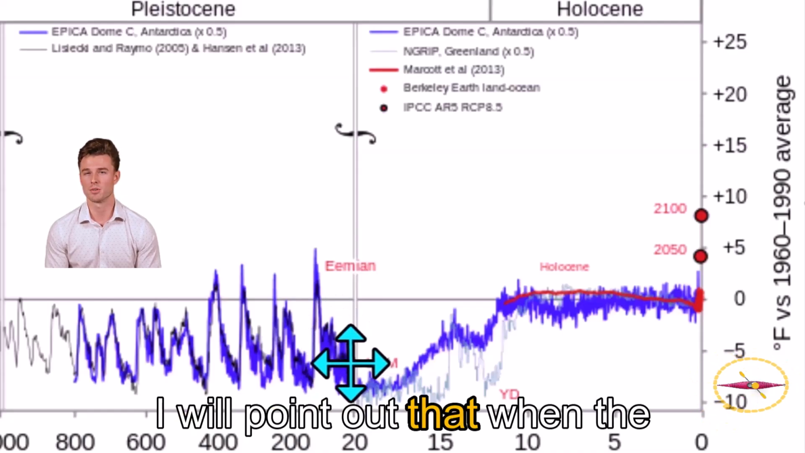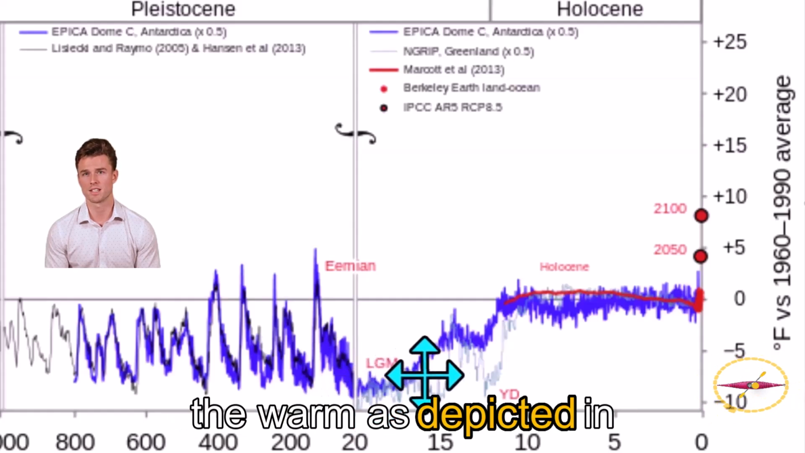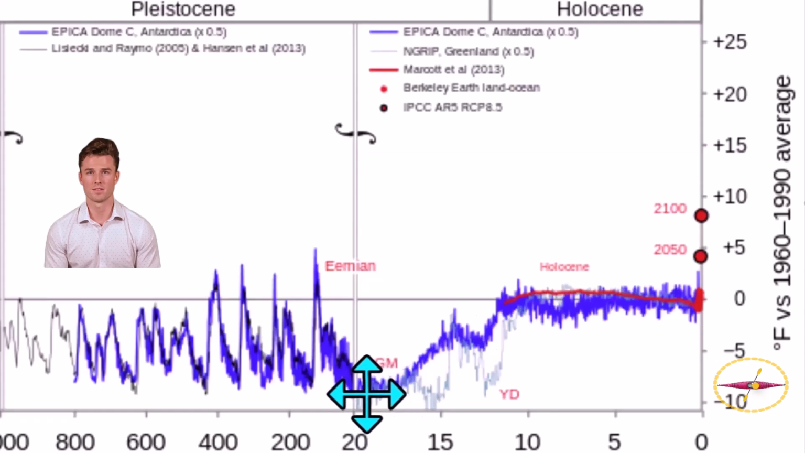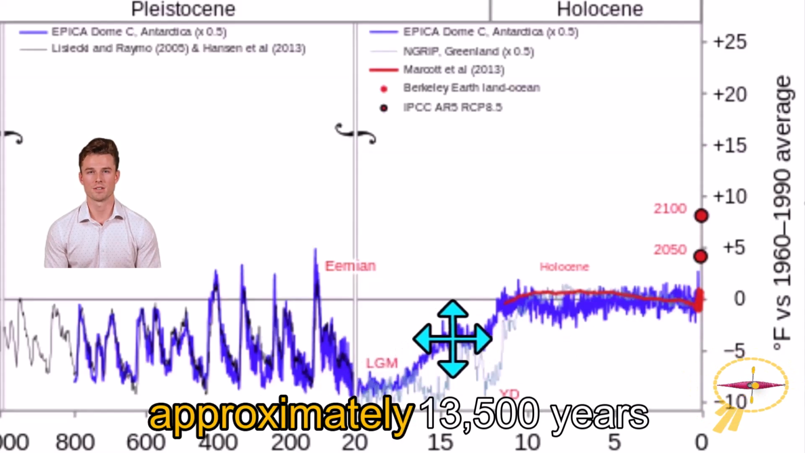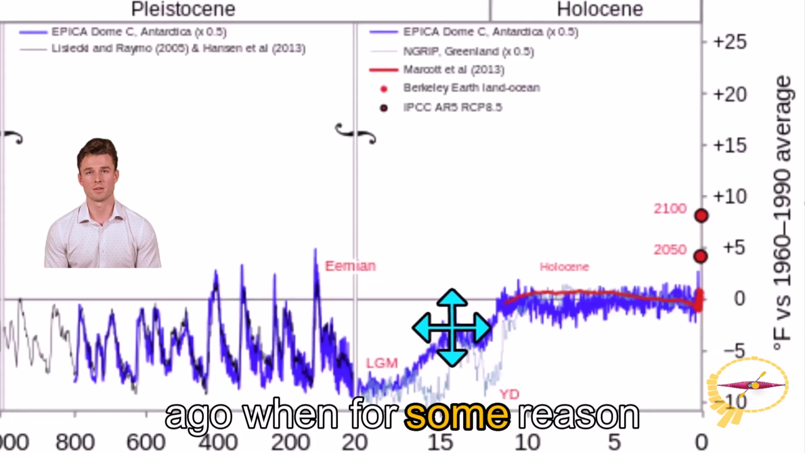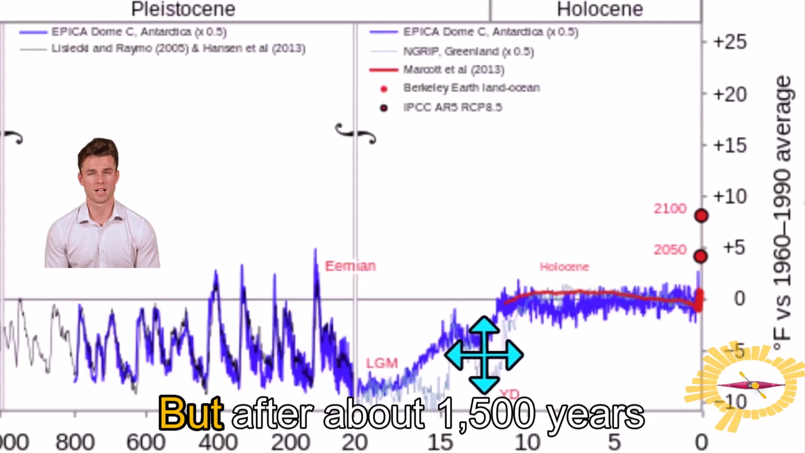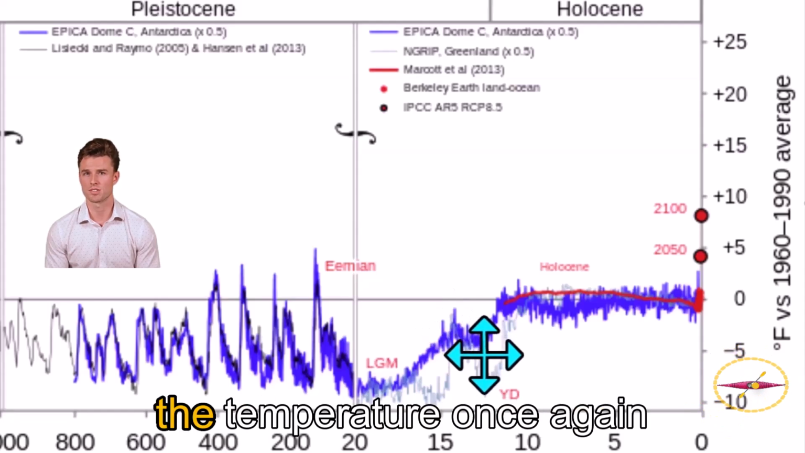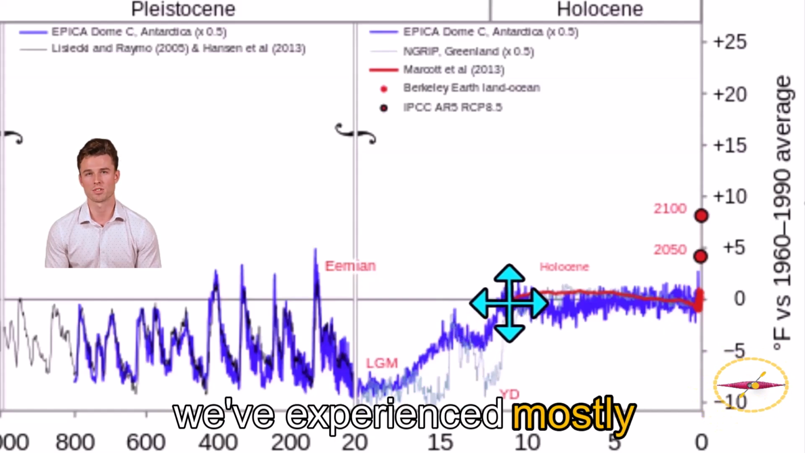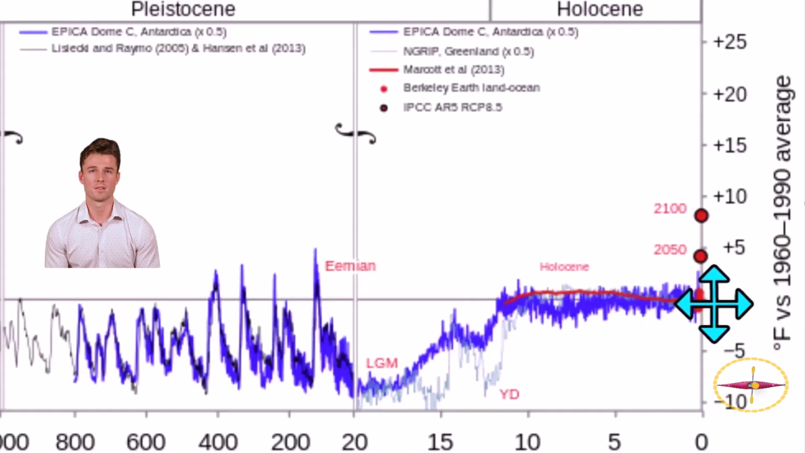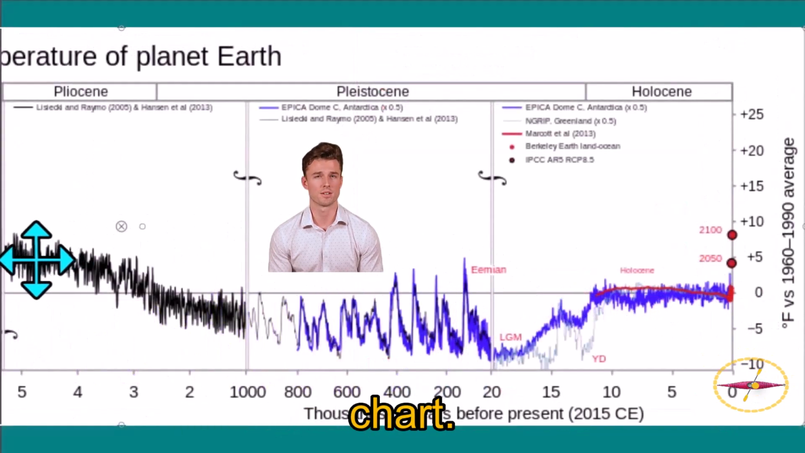I will point out that when the period of glaciation was over and the Earth started to warm, as depicted in this last panel here, note that the temperatures slowly started to rise until approximately 13,500 years ago, when for some reason the Earth got cooler again and glaciers came back. But after about 1,500 years the temperature once again warmed up to near the present temperature, where we've experienced mostly level temperatures since.